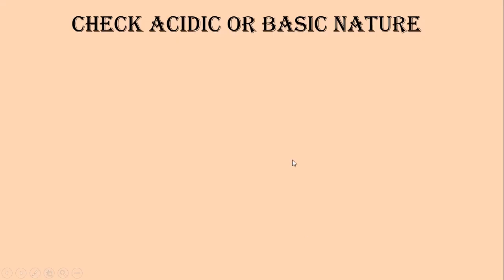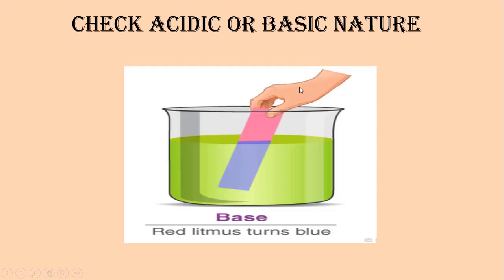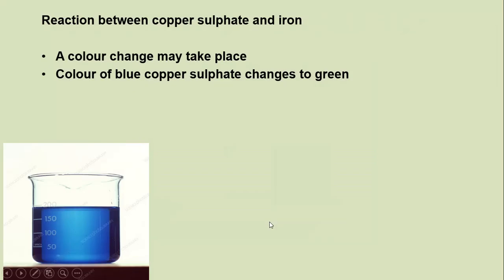Now we will check what is the nature of magnesium hydroxide. We need litmus paper. When we dip the litmus paper in magnesium hydroxide, the red litmus changes into blue. That means your magnesium hydroxide is basic in nature.